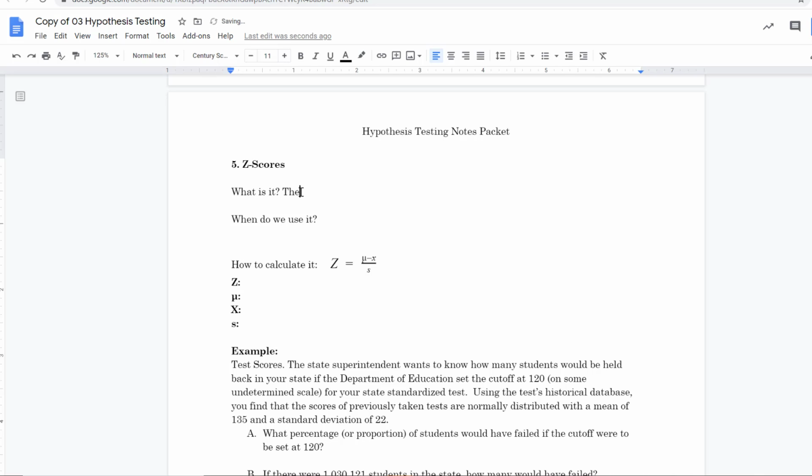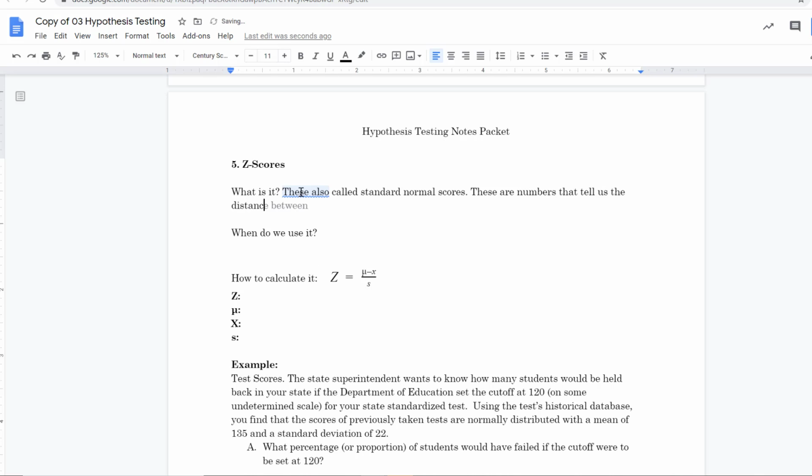Z-scores are also called standard normal scores. And these are numbers that tell us the distance between the mean and a score of interest. Now that's not a very exciting definition, but I'm not quite done. The z-score tells you the distance in units of standard deviation.